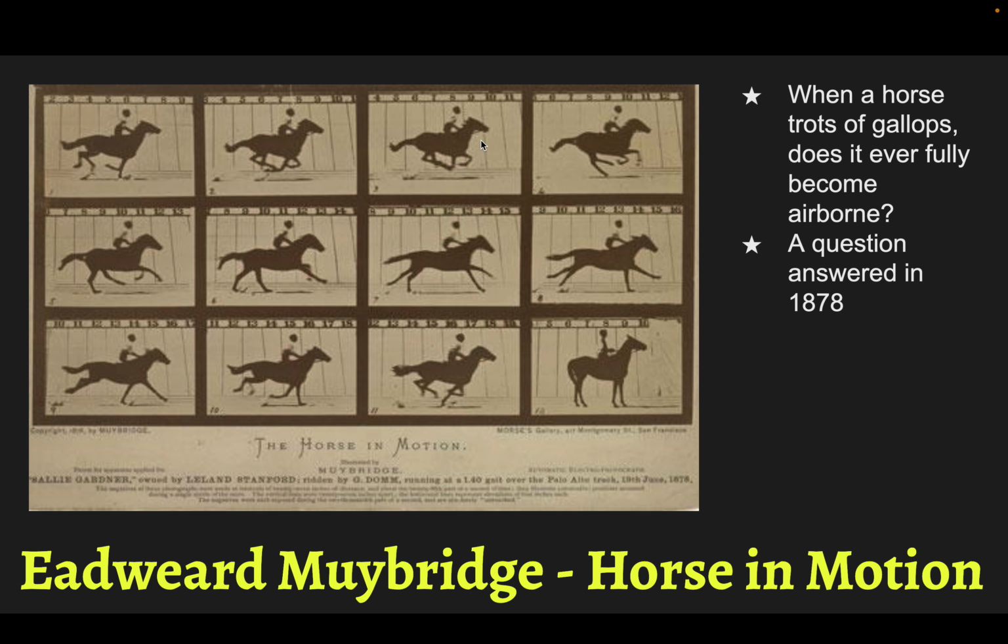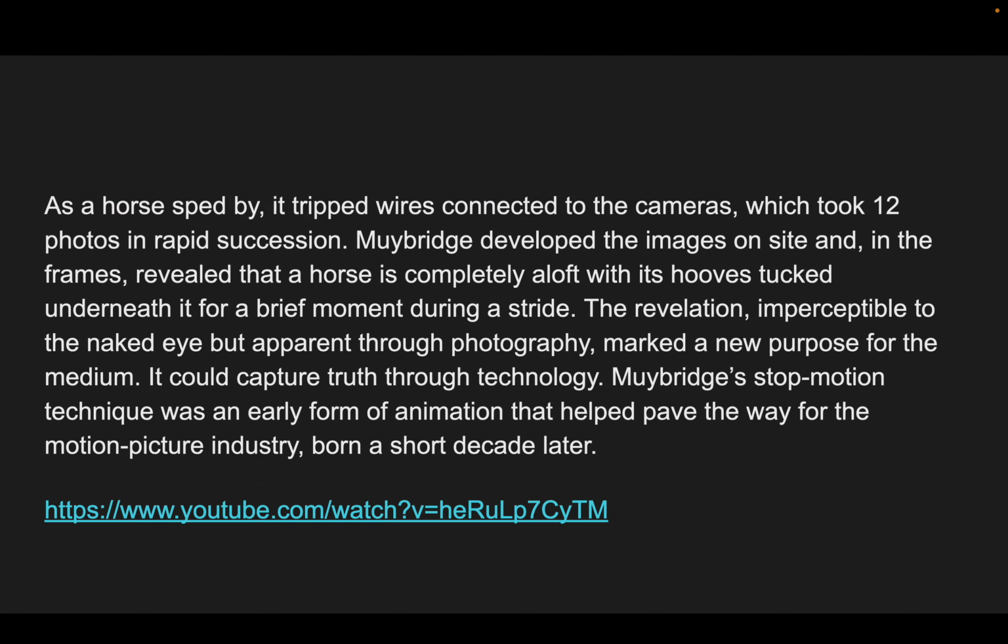So he wanted to know if that was really something that happened because we couldn't see it with our own eyes. But that's a great thing about photography, it can really just freeze motion and you can see things that you wouldn't be able to see with your own eyes. And this question was answered in 1878. As a horse sped by, it tripped wires connected to the cameras, which took 12 photos in rapid succession.